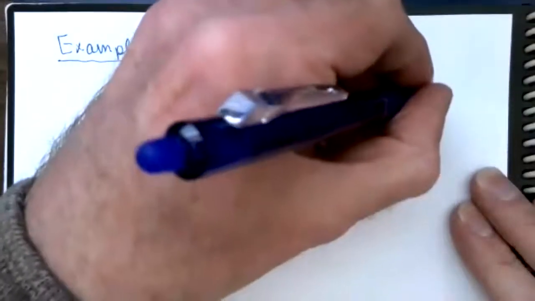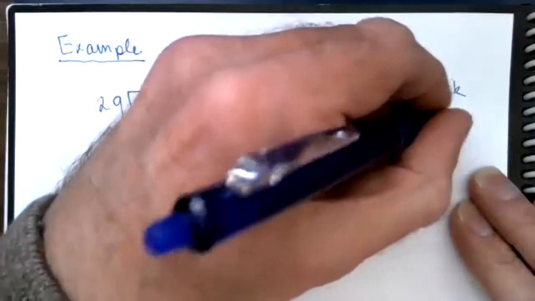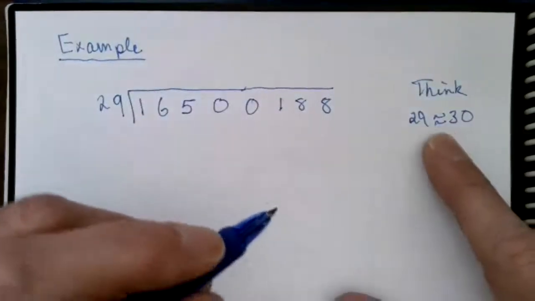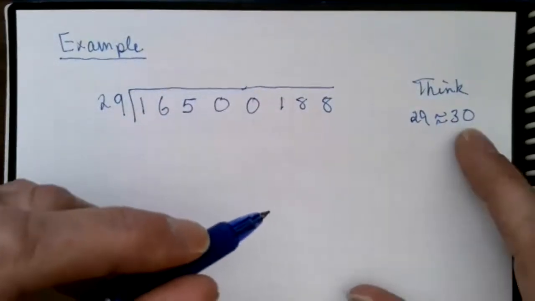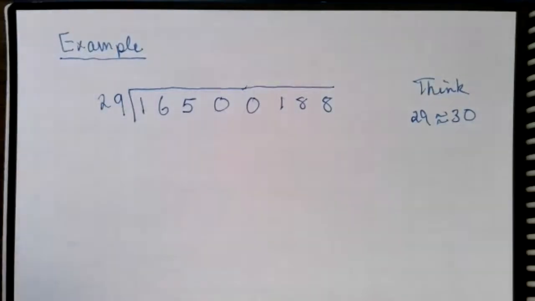But here's my thought process. 29 is really close to 30. That's what this wavy equal sign means: approximately. 29 is approximately 30. Now, the multiplication table for 30, I actually have that in my head because I know the multiplication table for 3. I just need to take all of those numbers and tack a 0 onto the end.